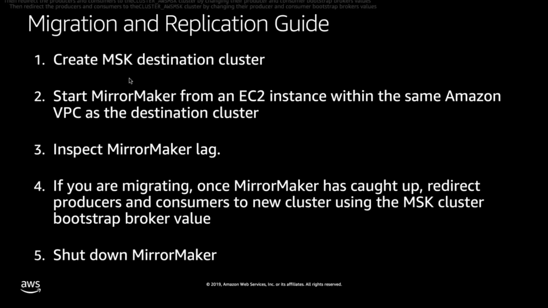Once MirrorMaker has caught up, stop all producers and consumers and then point them to the new MSK cluster using the MSK cluster bootstrap broker value that you can get using the CLI or the console. And then finally, shut down MirrorMaker. So that would be a process by which you can migrate your existing cluster to MSK using MirrorMaker version 1.